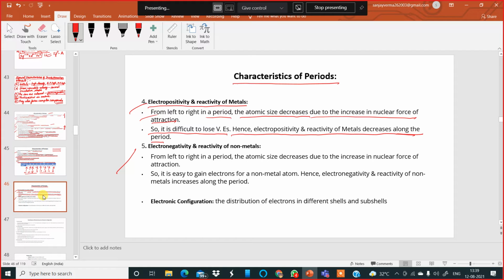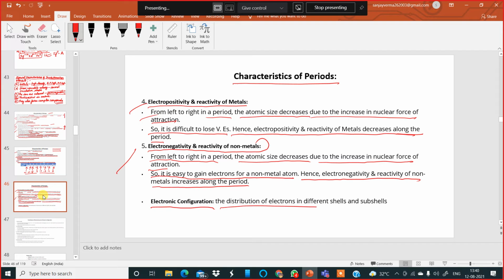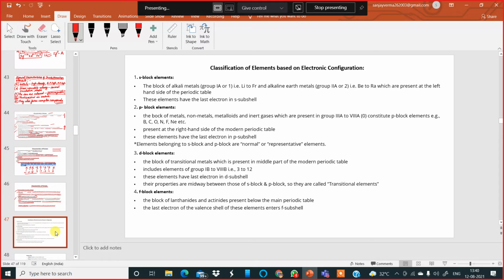Then number 5, electronegativity and reactivity of non-metals. Non-metals in the period: from left to right, the atomic size decreases due to the presence of nuclear force of attraction. So, it is easy to gain electrons for a non-metal which is smaller in size and having a high nuclear charge. Hence, electronegativity and reactivity of non-metals increases along the period. Now, we know electronic configuration means distribution of electrons in different shells and subshells. So, with regard to this, let's look at the next slide.